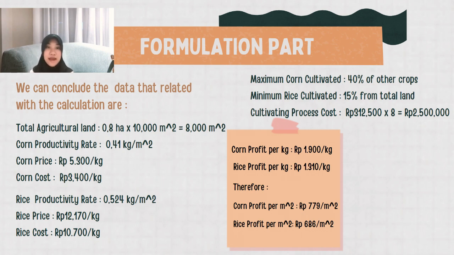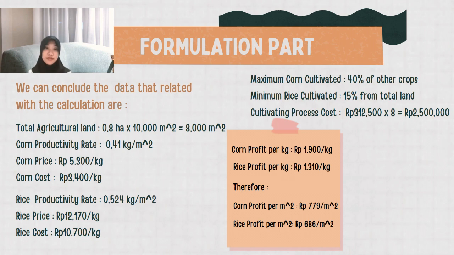Now, for the maximum, corn is cultivated at 40% of other crops, and for the minimum, rice is cultivated at 15% of the total land. Therefore, the cultivating process cost is 312,500 rupiah times 8, which is 2,500,000 rupiah. The corn profit per kilogram is 1,900 rupiah, and the rice profit per kilogram is 1,310 rupiah.